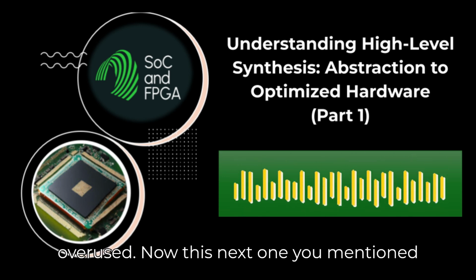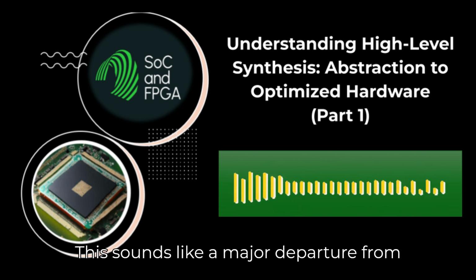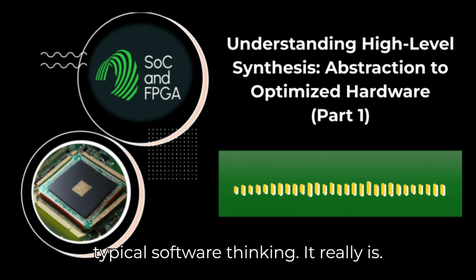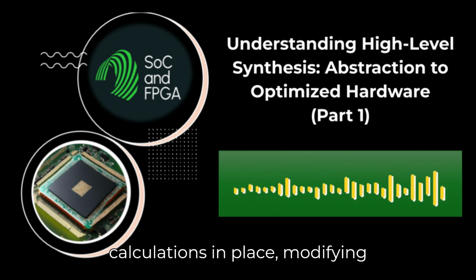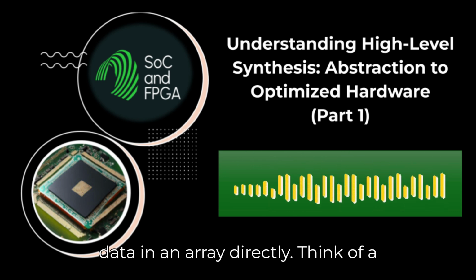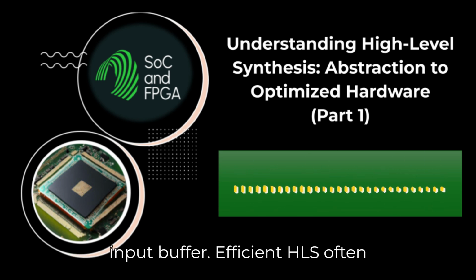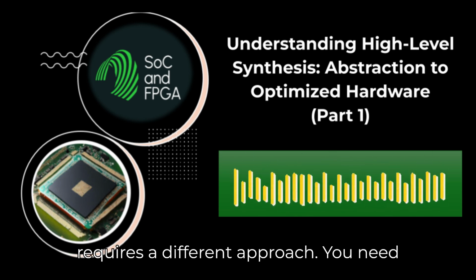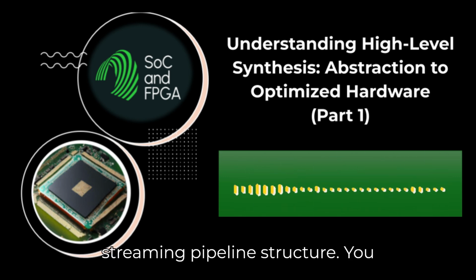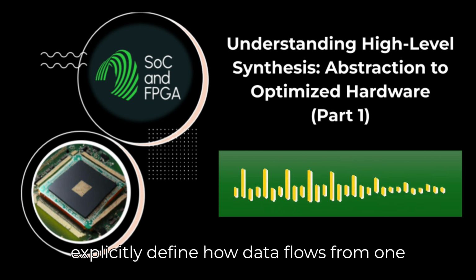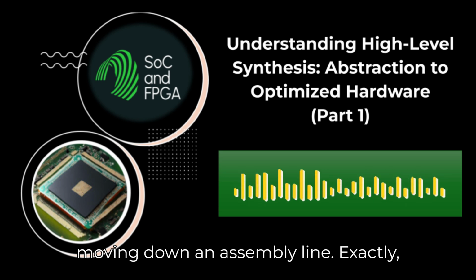Now, this next one you mentioned is fascinating. Explicit data flow. This sounds like a major departure from typical software thinking. It really is. In software, you might perform calculations in place, modifying data in an array directly. Think of a software FFT, maybe. Right, overwriting the input buffer. Efficient HLS often requires a different approach. You need to rewrite algorithms to describe a streaming pipeline structure. You explicitly define how data flows from one processing stage to the next. Like data moving down an assembly line.